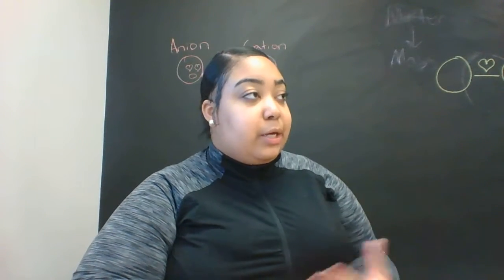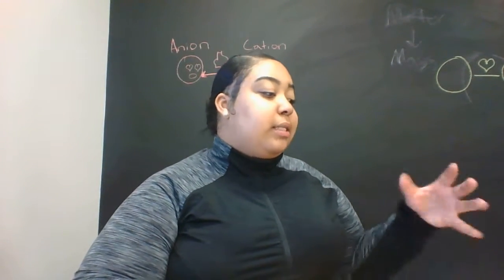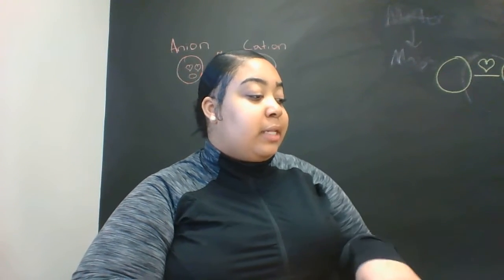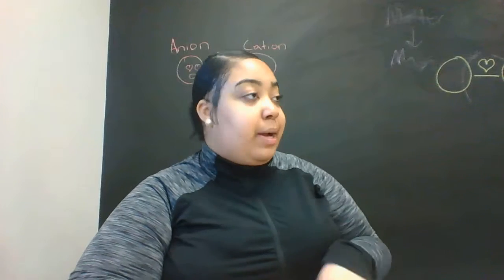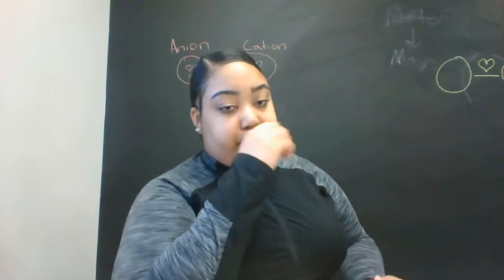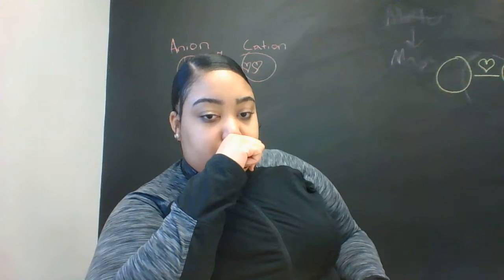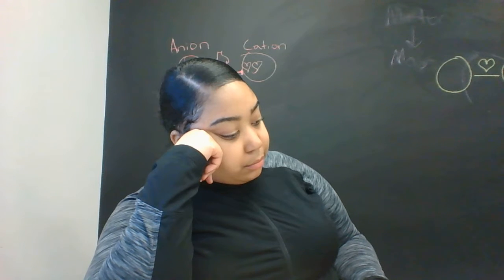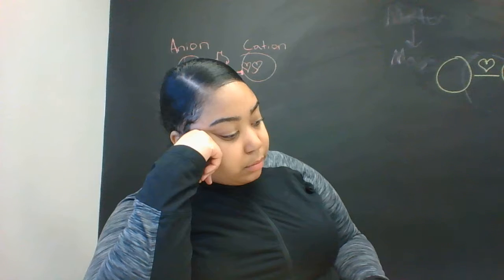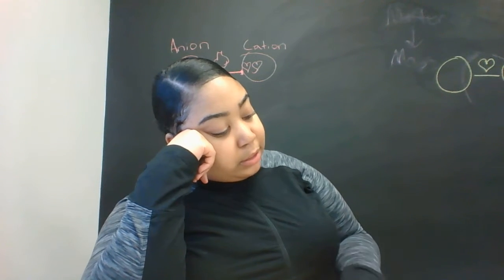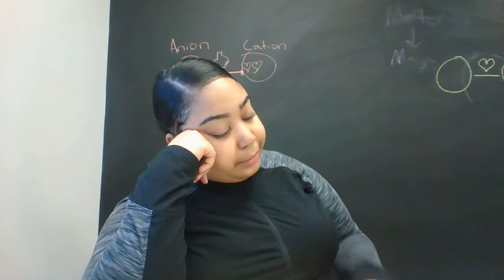So what happens when it goes into the subarachnoid space? The CSF will then circulate in the central canal and in the subarachnoid space around the surface of the brain and the spinal cord.